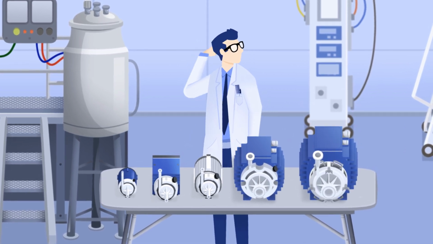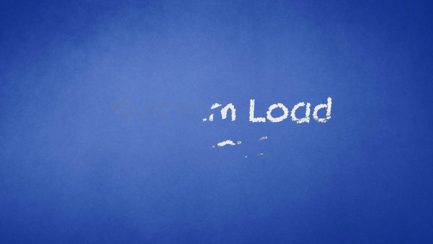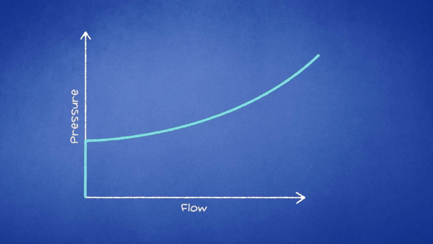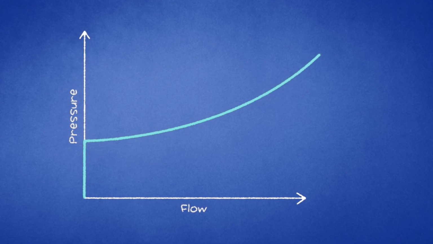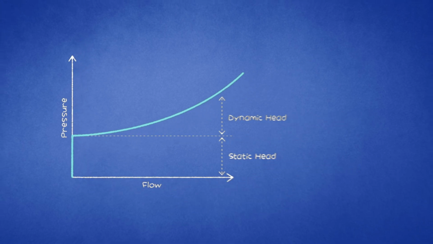How will Joe find out how much performance his hydraulic system requires? The answer to this question lies in the system load curve. The system load curve is a representation of the required pump head to move fluid through a fixed hydraulic setup at various flow rates. A system load curve consists of a static and a dynamic head.